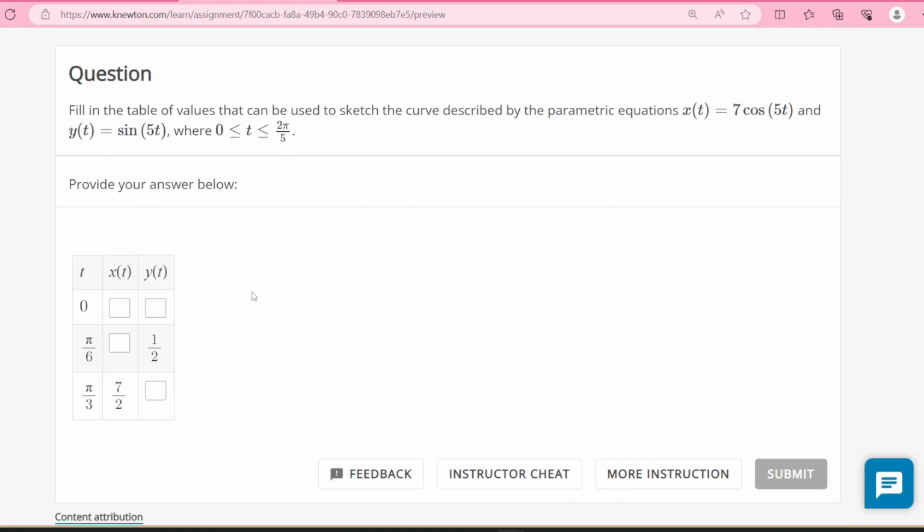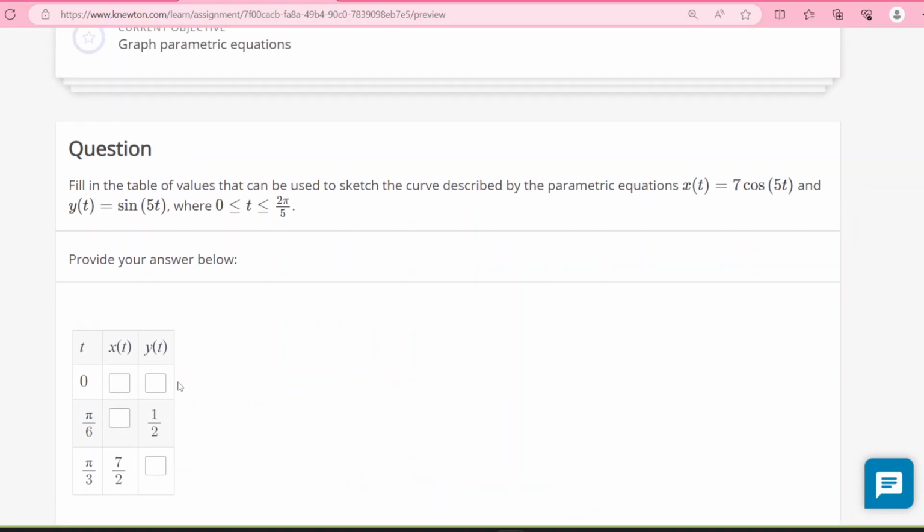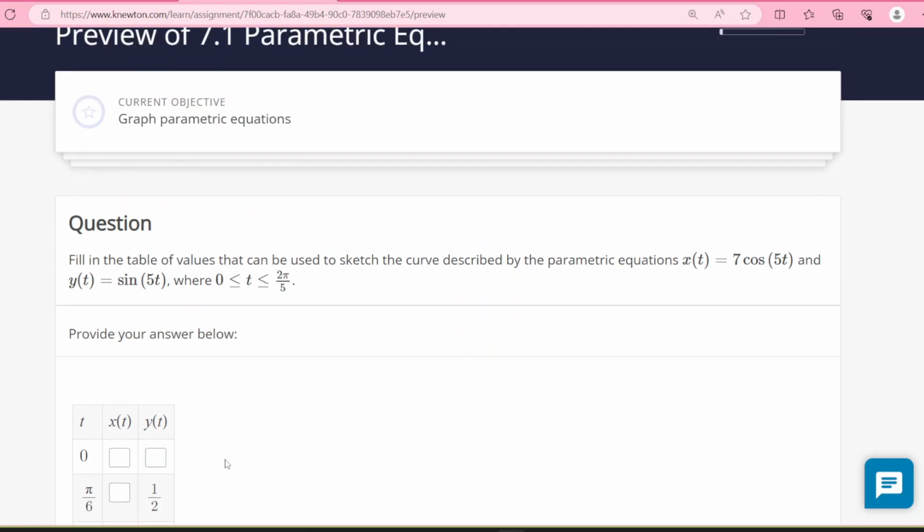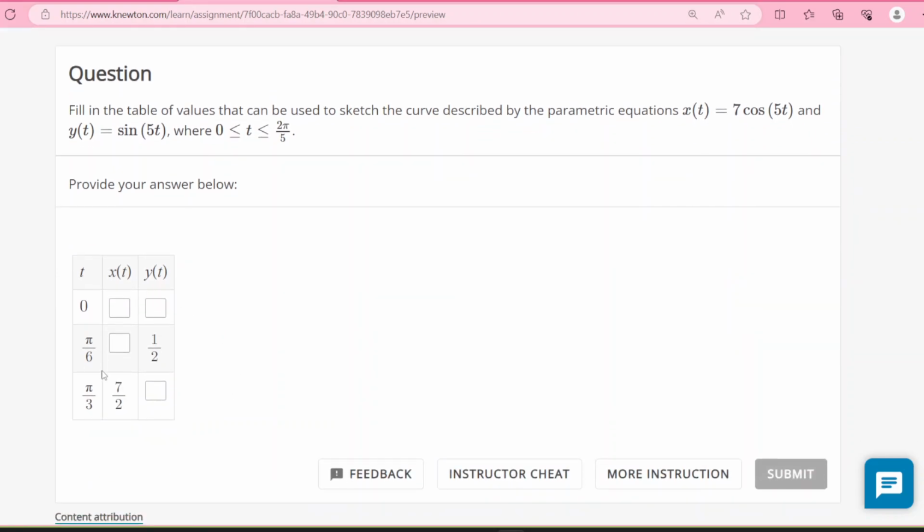Now they're making a little table for us. All they're asking us to do is fill in a table down here with inputs and outputs, with x coordinates and y coordinates. So, fill in the table of values that can be used to sketch the curve described by the parametric equations. x of t equals 7 times the cosine of 5t, and y of t, the y coordinate, depends on t this way, sine of 5t, where t ranges simply from 0 to 2 pi over 5. All right, so I'll make this table here.